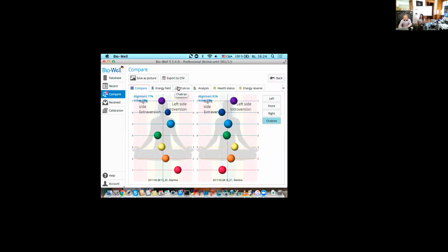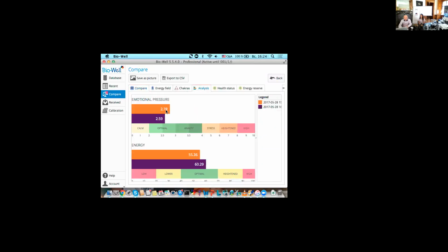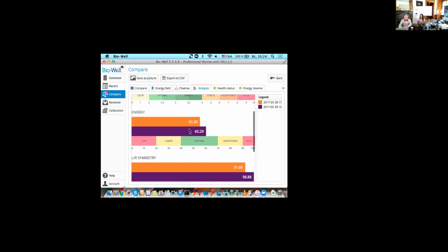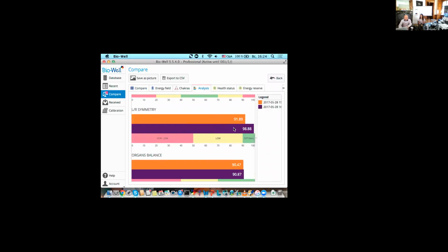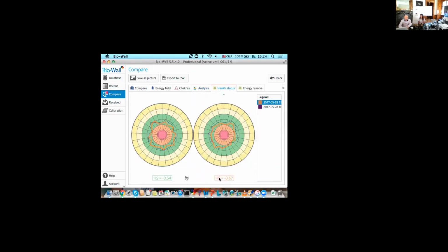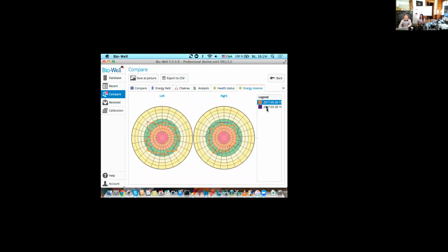If we go to analysis, so it was initially 278, then it became 259. So we've seen this difference on energy. Balance became much better, you see. 91%, 99. Health status, so it was -5, -7. Now it became -3, -4. So it's much better. Energy reserve as well, you see, it's much better.